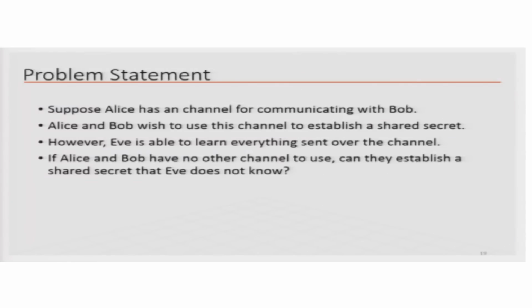So, the problem statement here would be that Alice has a channel for communicating with Bob, and they want to use this channel to establish a shared secret. However, Eve is able to learn anything that is sent over the channel. So, if Alice and Bob have no other channel to use, how can they establish a shared secret?